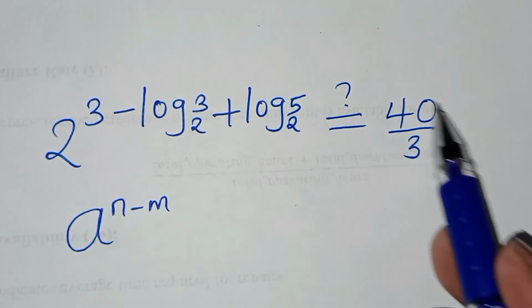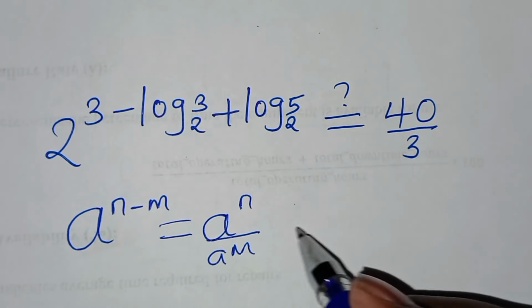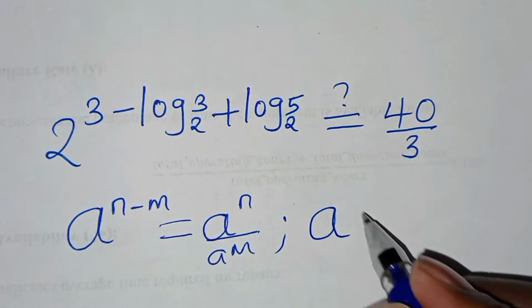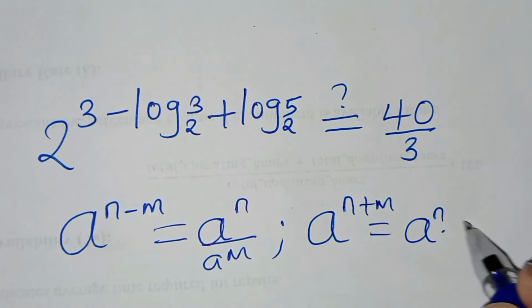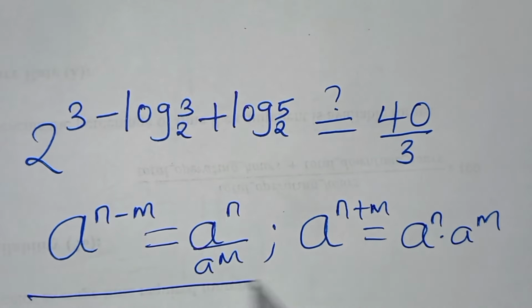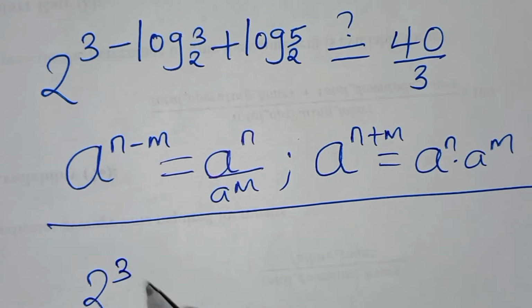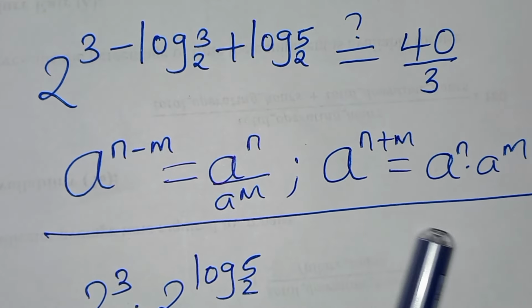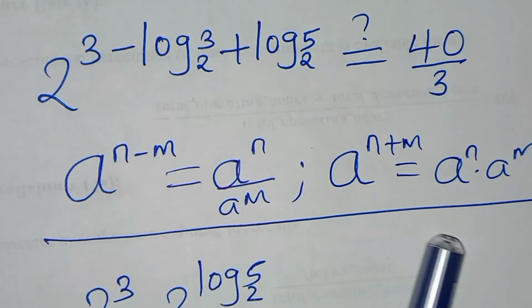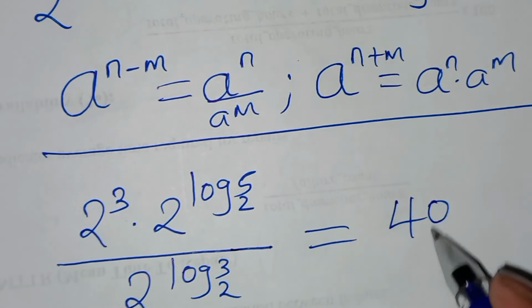And this is in the form of a to power n minus m, which you can express as a to power n over a to power m. Now, this also we can express as a to power n plus m, which we can express as a to power n times a to power m. Applying this exponent property, then you find that we can express this as 2 to power 3 times 2 to power log 5 to base 2 divided by 2 to power log 3 to base 2. This should give us a value of 40 over 3.